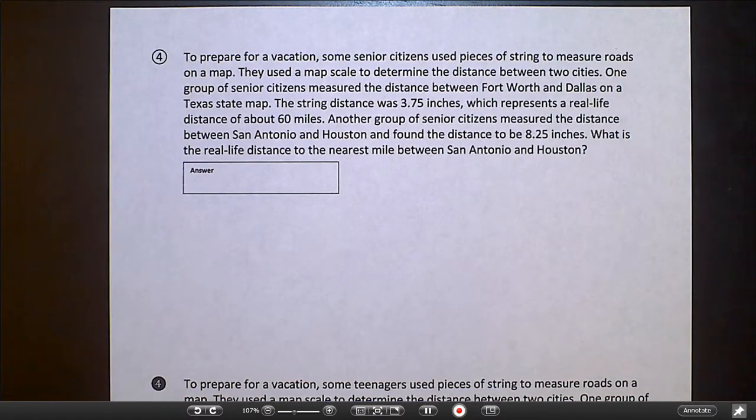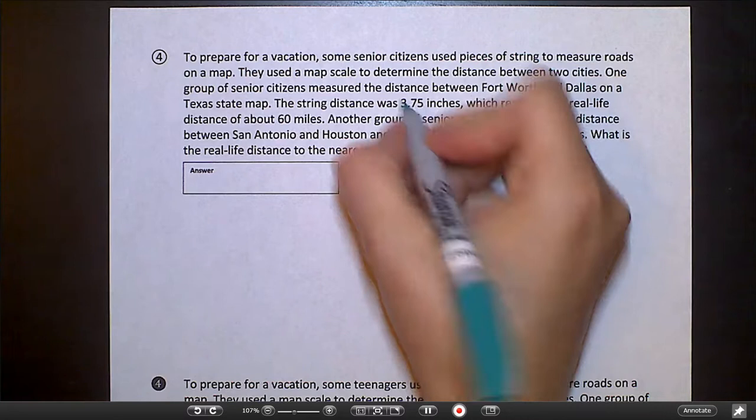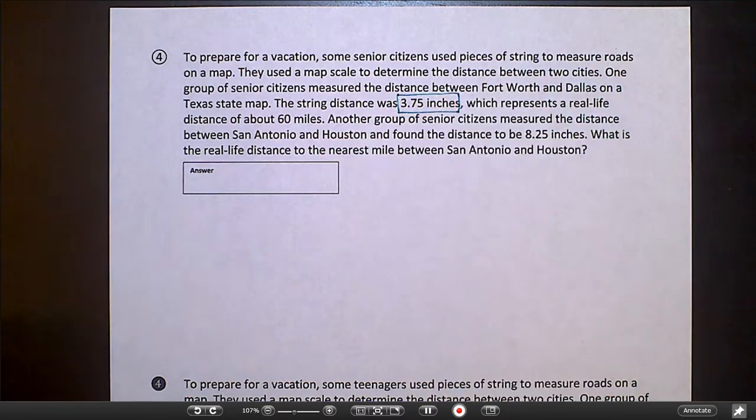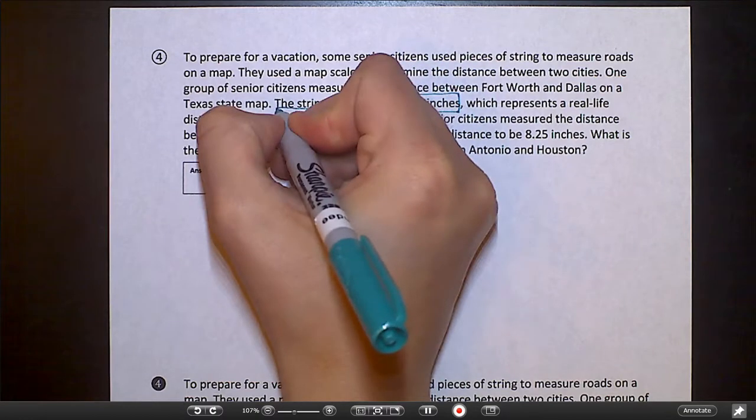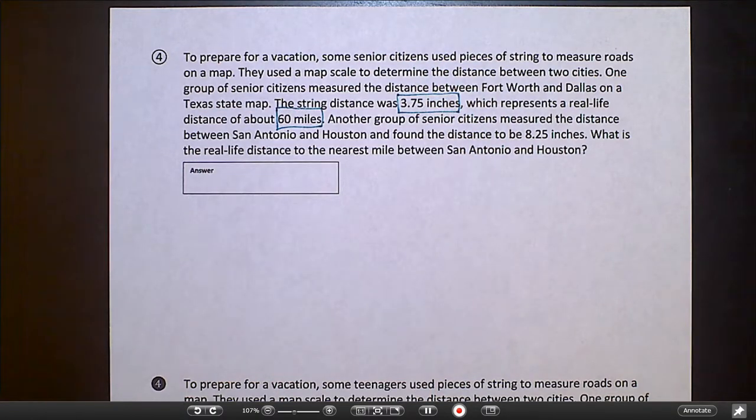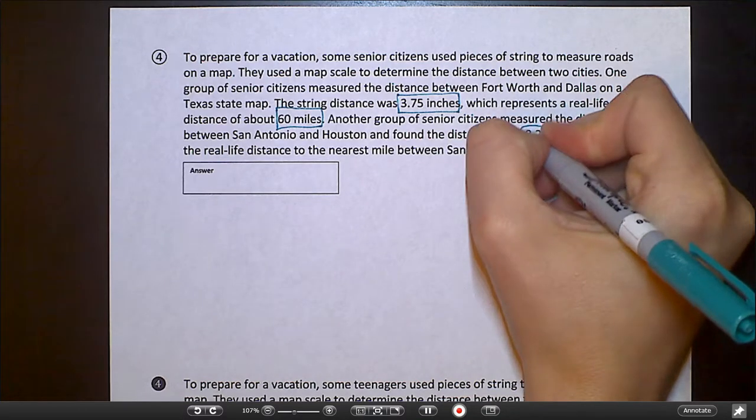Number 4 says, to prepare for a vacation, some senior citizens use pieces of string to measure roads on a map. They used a map scale to determine the distance between 2 cities. So the map scale is just a scale factor. One group of senior citizens measured the distance between Fort Worth and Dallas on a Texas state map. The string distance was 3.75 inches, which represents a real-life distance of about 60 miles. So 3 3/4 of an inch corresponds to 60 miles in real life. Another group of senior citizens measured the distance between San Antonio and Houston and found the distance to be 8 1/4 inches.